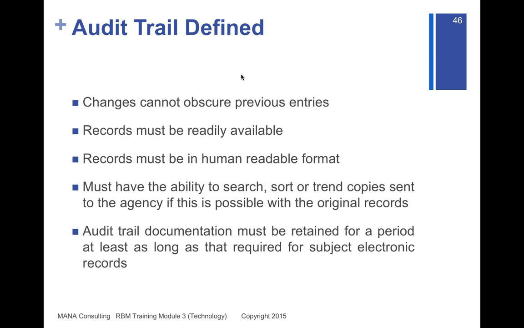Changes cannot obscure previous entries. That means you can see what happened the first time and any changes that are there, that you can see each instance of a change. The records can be read in a human readable format so that they don't require some fancy permutation to be able to do. It's good that they have the ability to search or sort or trend, and copies are sent to the agency if this is possible within the original record.